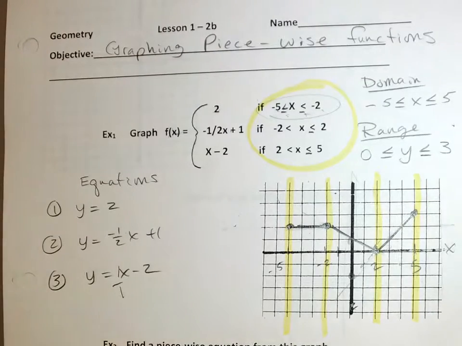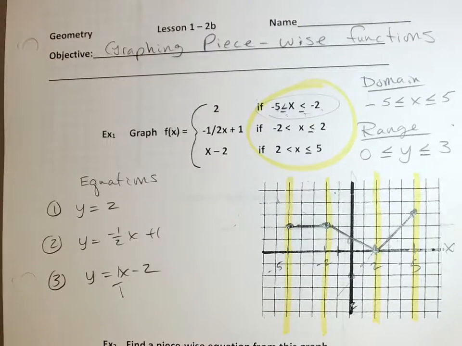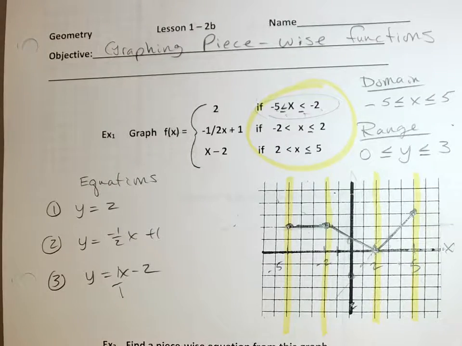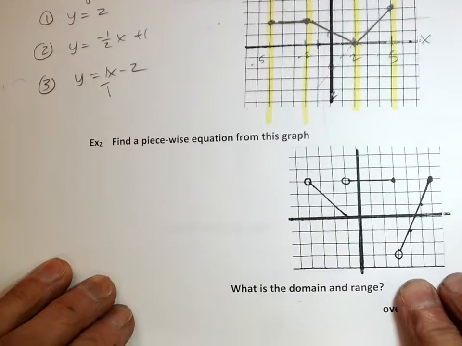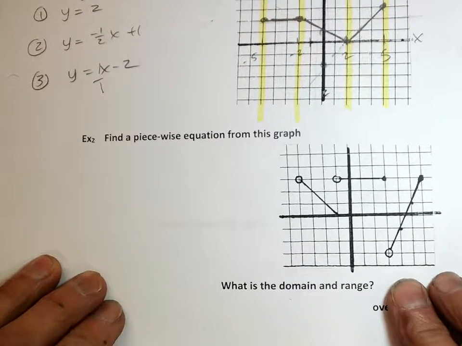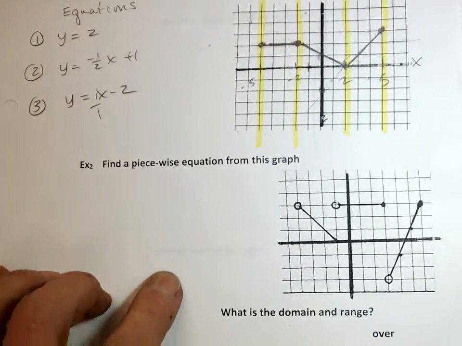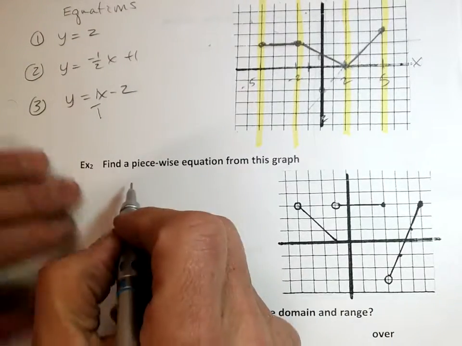I want to add one more piece, okay? All right, let's move on to example number 2. Hopefully I'm not going too fast, okay? Slide it up. You can always pause if I am, okay? Number 2. Find a piecewise graph from this function. Okay, well, let's first of all, I have 3 different equations.